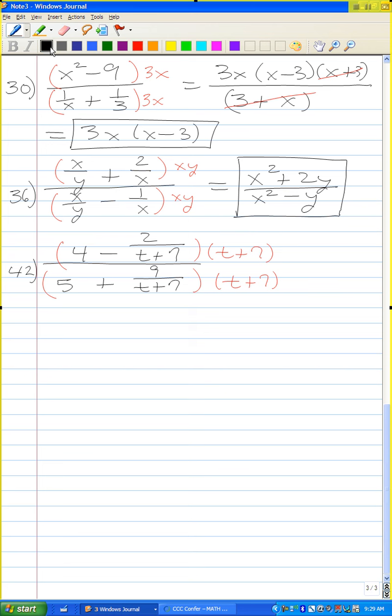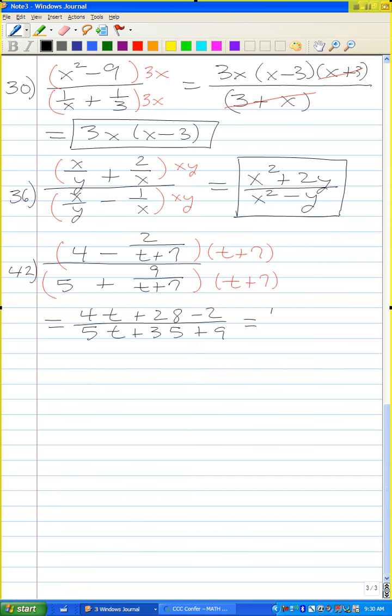So if I do that, I'll multiply 4 times t, 4 times 7, and so I get 4t plus 28. The t plus 7's cancel, so I just get minus 2 over, well, I have a 5 times a t plus 7, so let's multiply that out. 5 times t and 5 times 7, so 5t plus 35. The t plus 7's cancel, so I get plus 9.